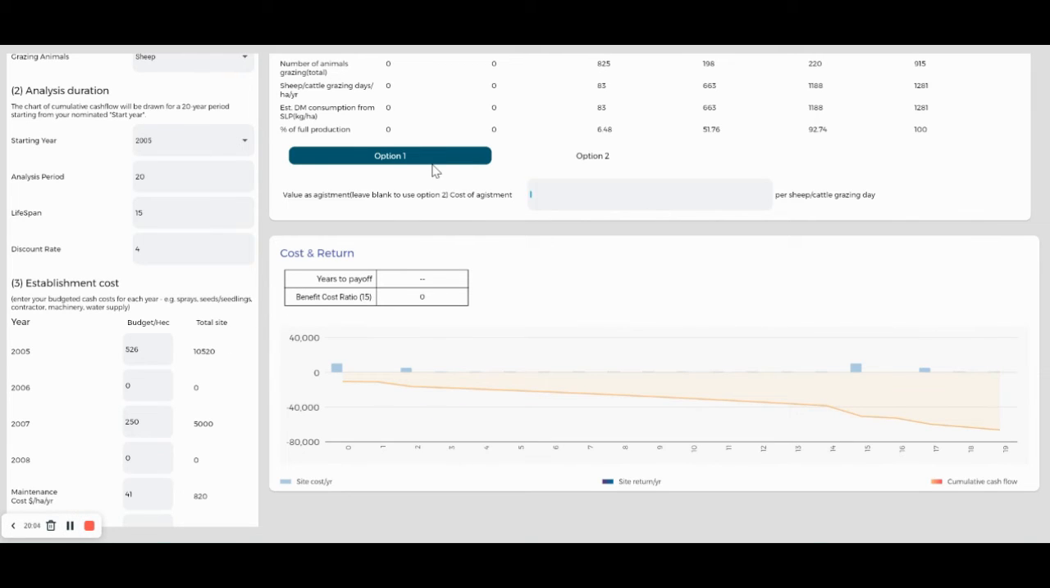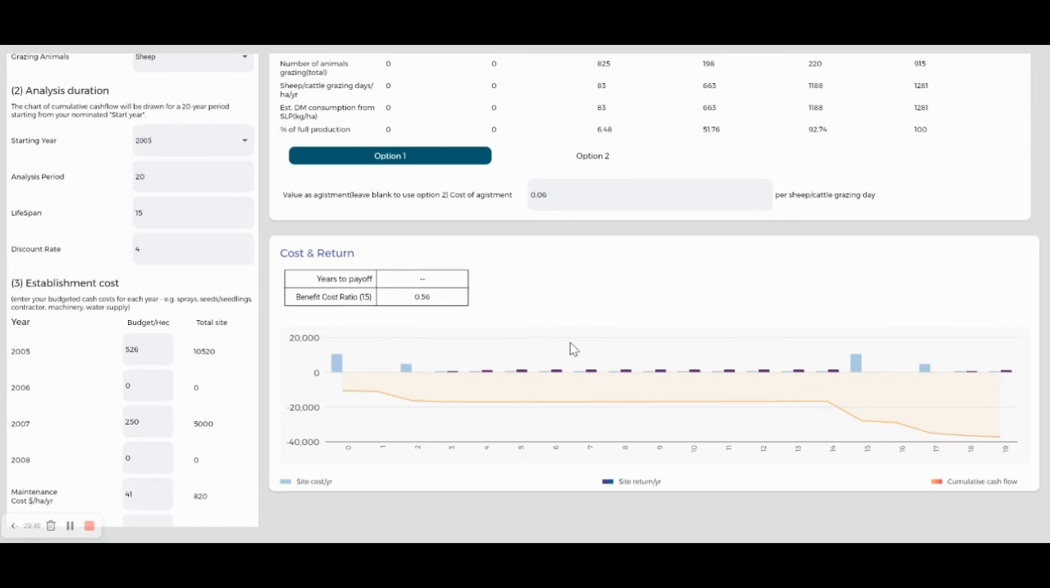So for option one, we're entering the value of the saltbush as a substitute for agistment, and if agistment is around sort of 40 cents per head per week, that is near 6 cents per head per day, which is the value that we enter into the spreadsheet. So 6 cents, and then we can have a look at the impact of that on the returns.